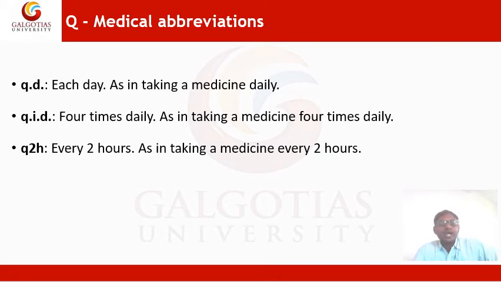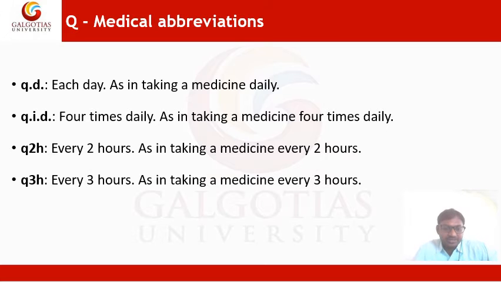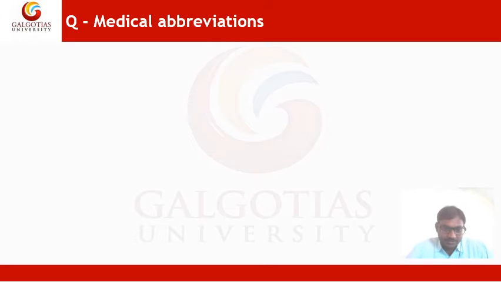Q2H, every 2 hours. Every 2 hours you have to take one medicine, the coding of the medicine taken. And Q3H, every 3 hours. For example, now I am taking one medicine, after 2 hours I have to take another medicine. If it is 3 hours, after 3 hours I have to take the medicine. Like the timing, mostly drug therapy uses these techniques.